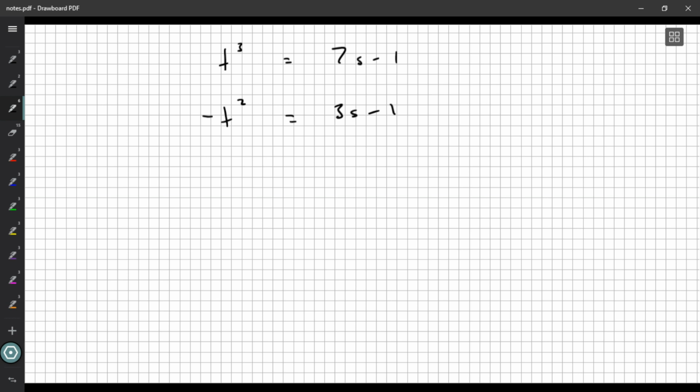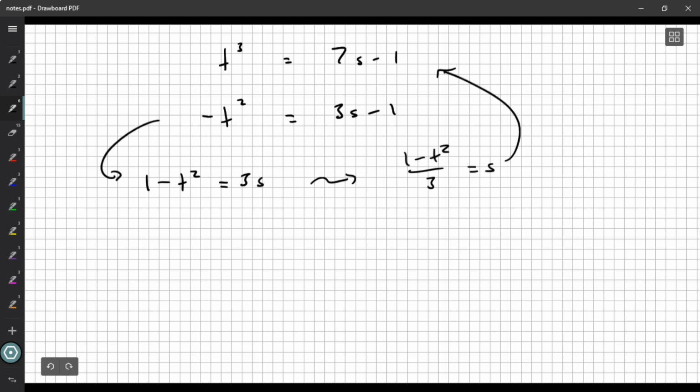So what can we do? Well, the second one, we could rearrange it, add 1 to both sides, and isolate for s. That way we can take this s and plug it into the first one, and then we will get an equation just in t.